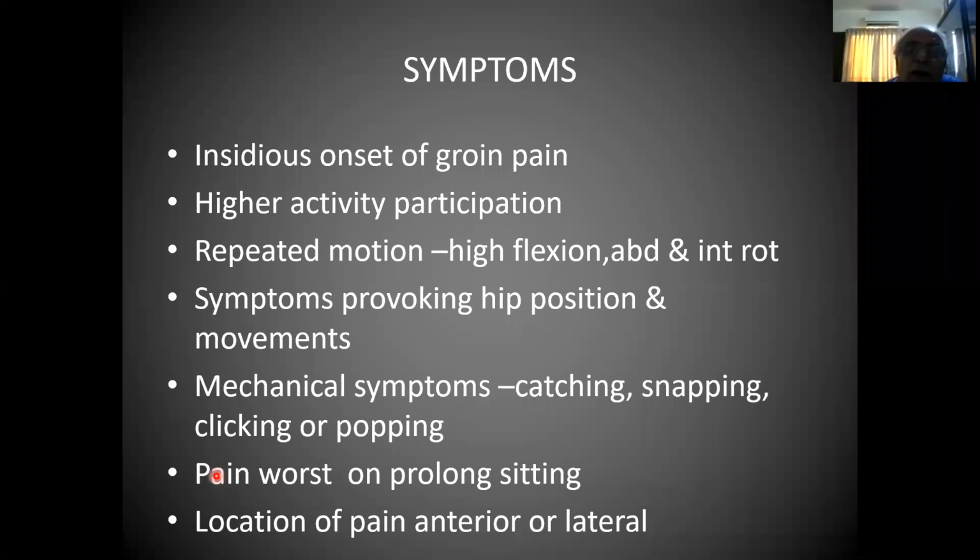Symptoms are provoked by hip position and movement. Classically, they will tell you, this is the only movement that bothers me. Otherwise, I'm okay. Mechanical symptoms, catching, snapping, clicking, popping, one of the symptoms may occur. Pain is worst on prolonged sitting. Location of the pain is either anterior or slightly on the lateral side.